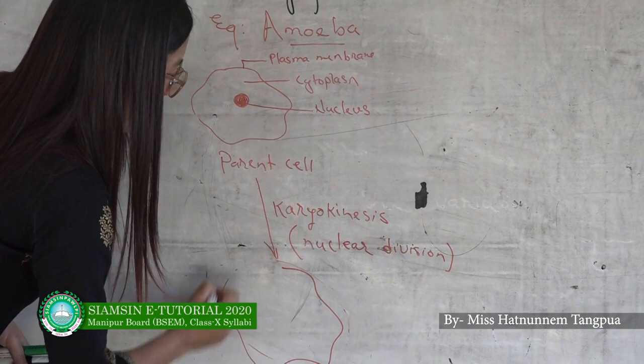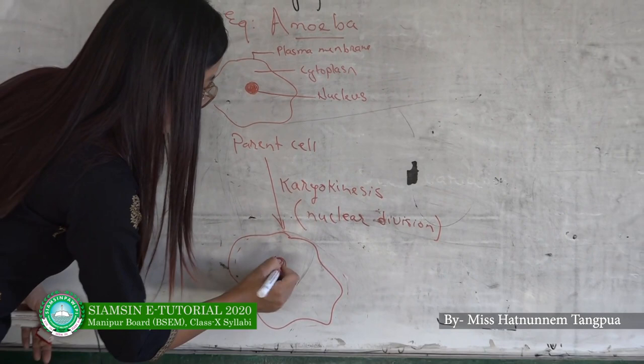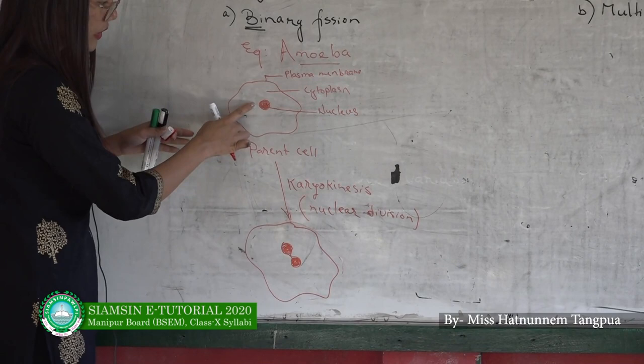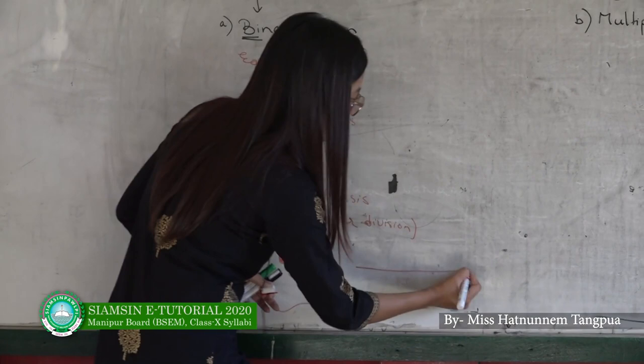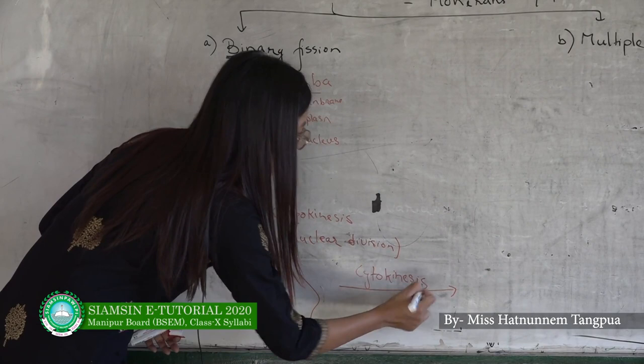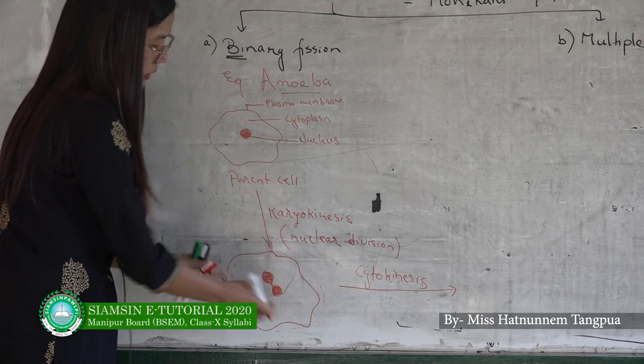It will undergo divisions, and after karyokinesis, the nuclear divisions, the nucleus divides to form two nuclei. Then cytokinesis will occur. Cytokinesis is cell division. This cell will divide into two cells.